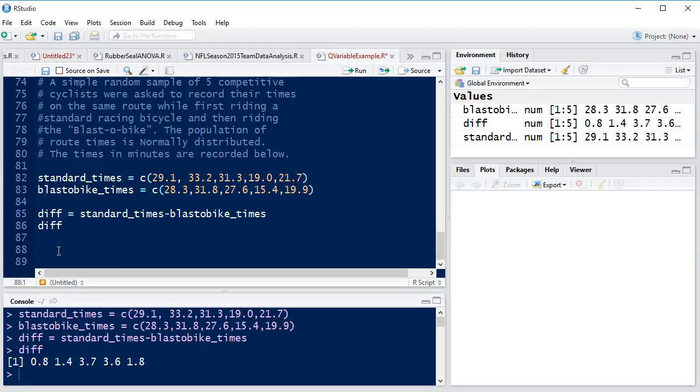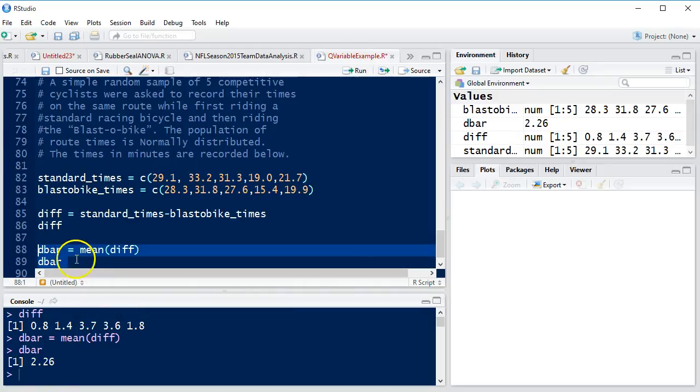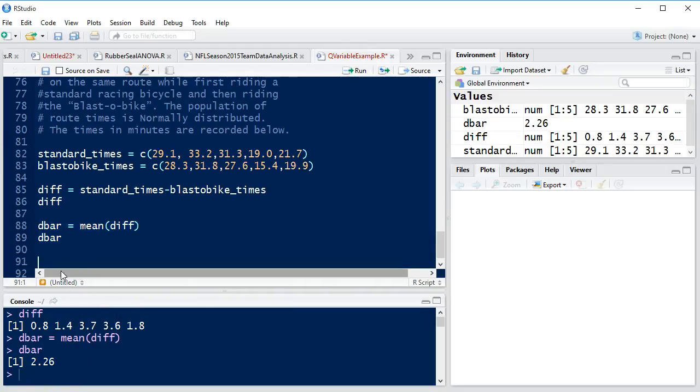So if I want to calculate the confidence interval, I'm first going to call this d bar, and this will be equal to the mean of the difference vector. So this is the average of the differences, and I get that to be 2.26. I can now find the standard deviation, which I'm going to call SDD, standard deviation of the differences, and the command is sd of diff.